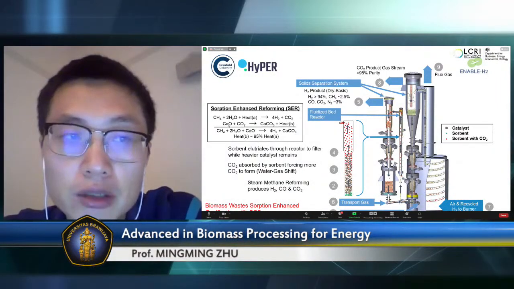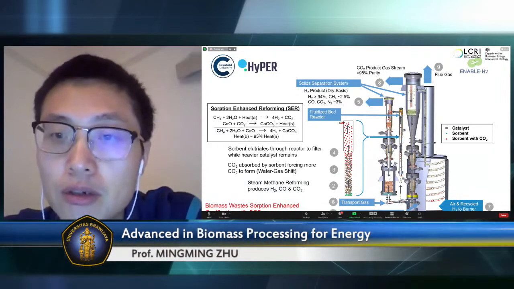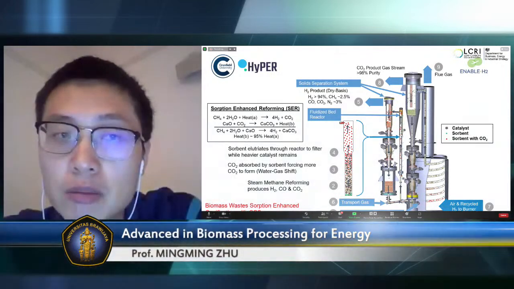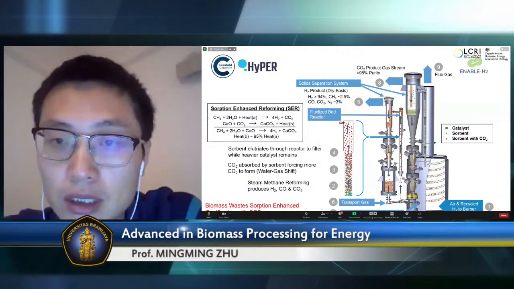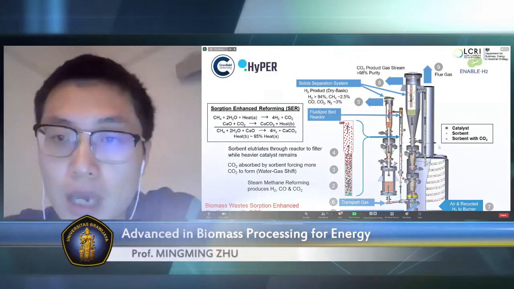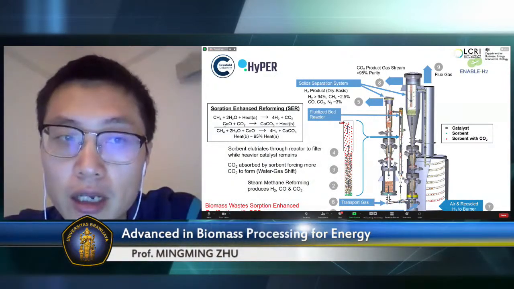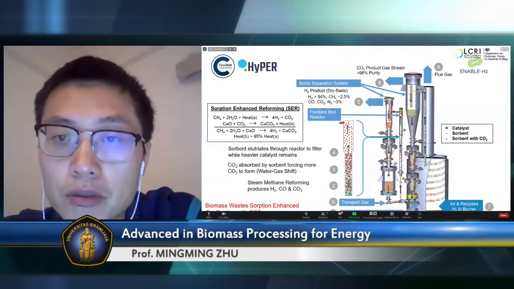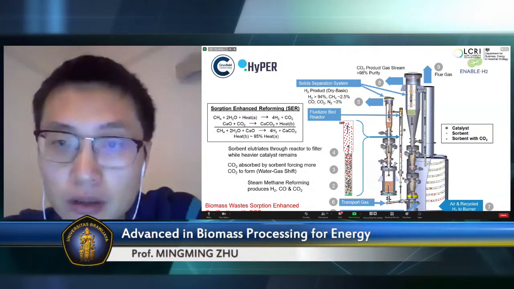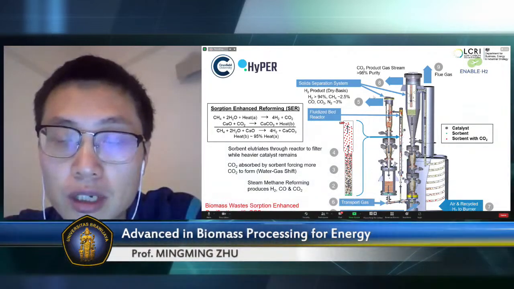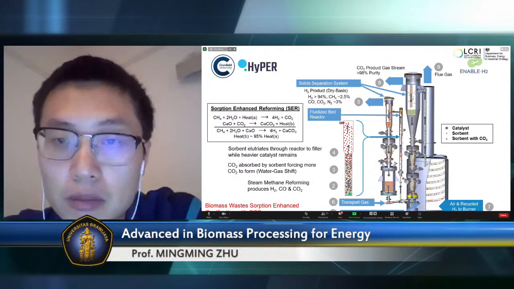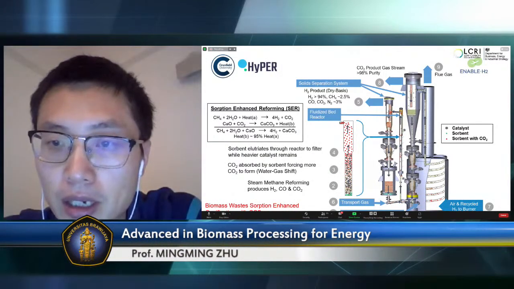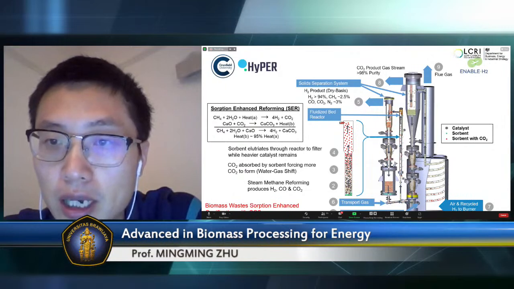Basically, you put calcium, the lime, into the reactor together with the steam and methane. And during the steam reforming process, the CO2 formed is going to be captured by the lime and turn lime into limestone. And with the limestone passing through the cyclone here, the hydrogen will be separated, and the limestone, calcium carbonate, will be circulated back and go to another reactor here.